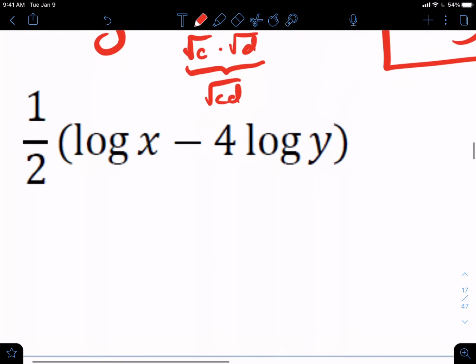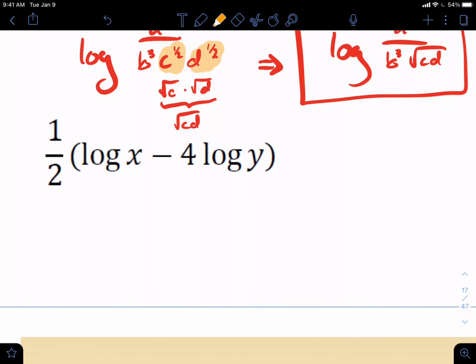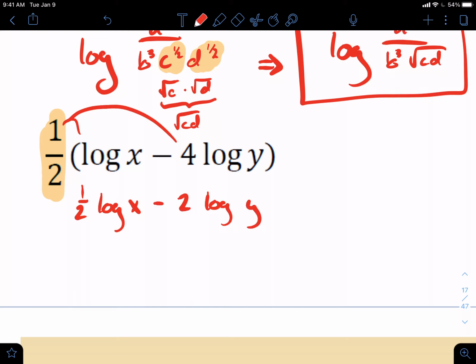Last one we're going to look at right here. Again, this 1/2 is on the outside. You could go about it 2 ways. You could distribute it in now, or you could deal with it later. I think I'm going to distribute it in now, just because I haven't done that in a while, I guess. So I would have the 1/2 of log of x minus 2 log of y, right? Because half of 4 is 2.